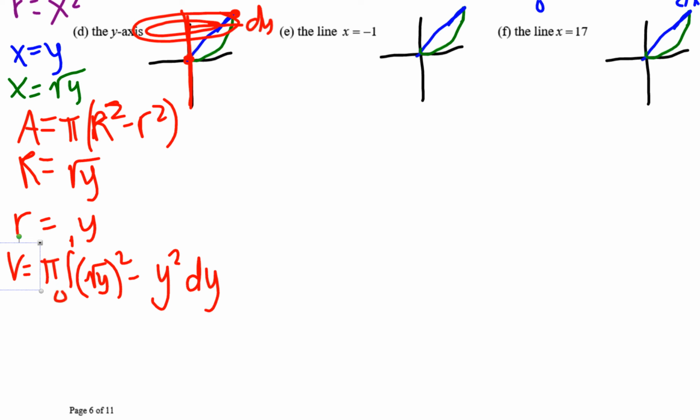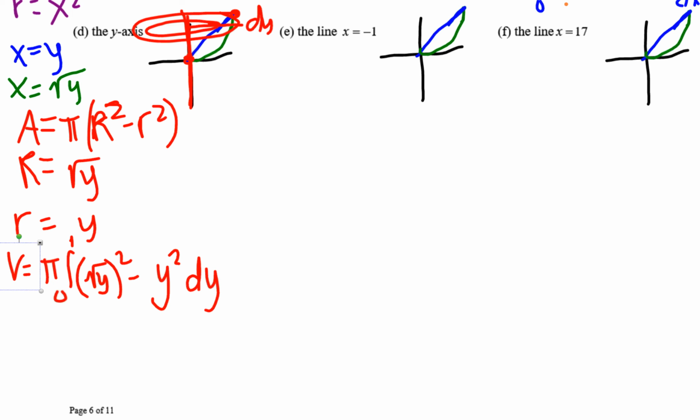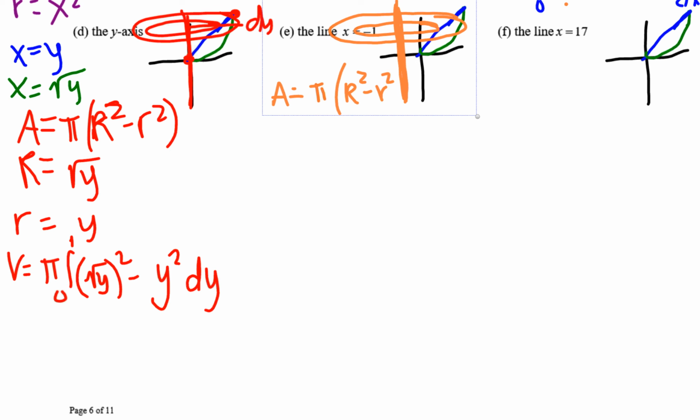Okay, this time let's pick a different color. Orange, that's exciting. x equals -1, so that would be a line over here. Okay, so we still have a washer. Area equals pi times big R squared minus little r squared. Big R, and again, this is a y value, the width is a differential of y. So we have square root of y minus -1. Little r is going to be y minus -1.